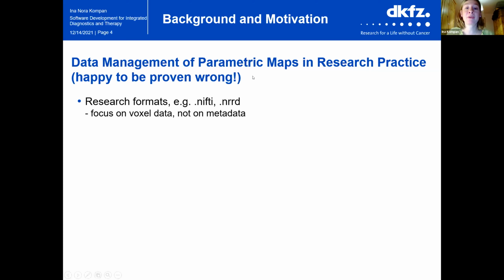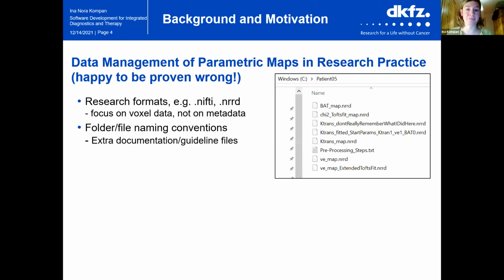Parametric maps are usually stored in commonly used research formats, for example, as NIfTI or NRRD files. However, these are formats that focus on the voxel data, and not so much on the metadata. Metadata being the data needed to describe how these maps were generated from the source data. It is possible to store metadata in these formats. However, as far as I know, this is for most applications not done in a standardized way.